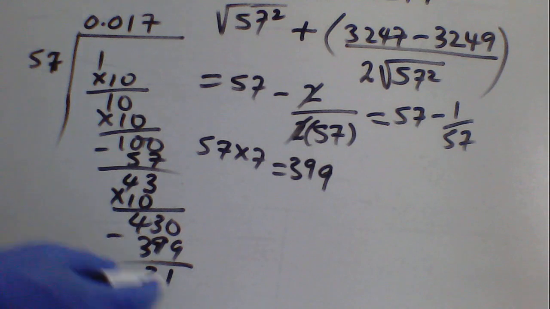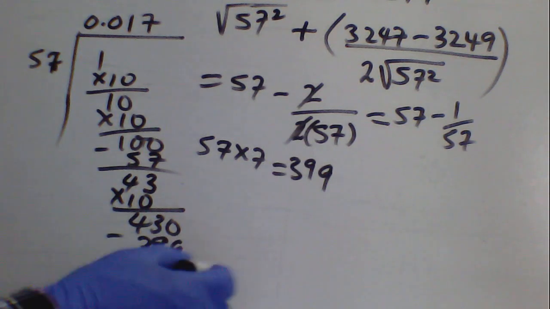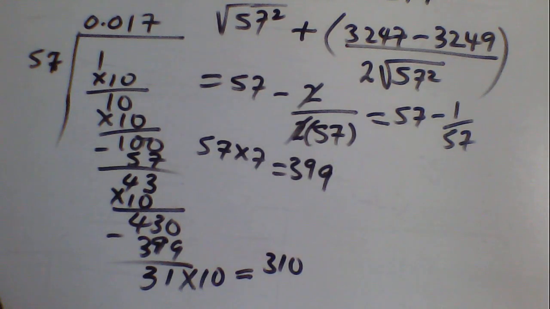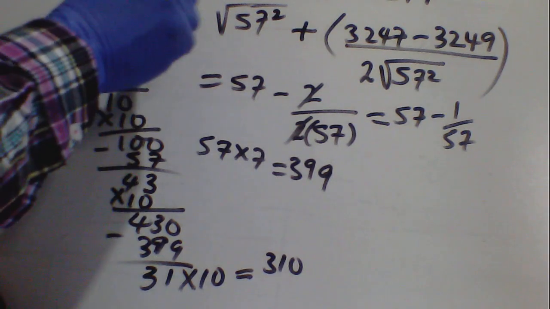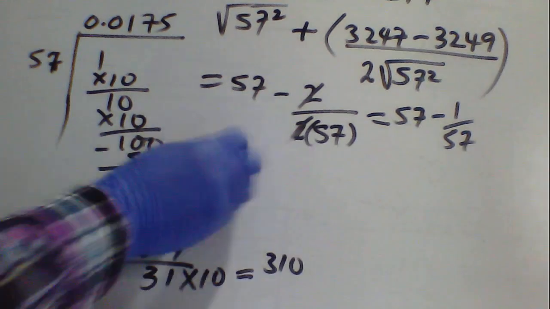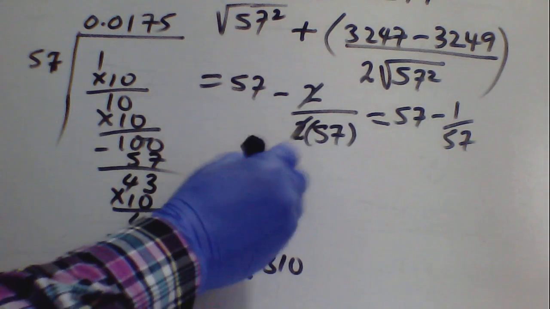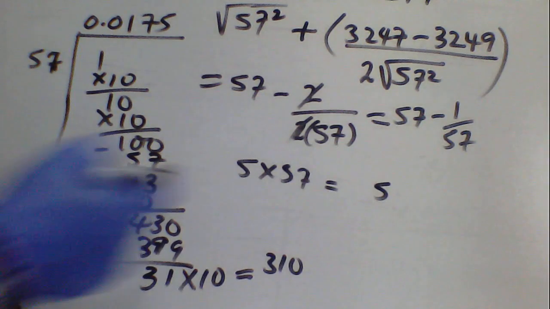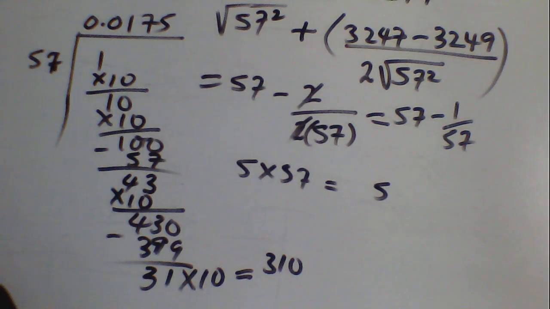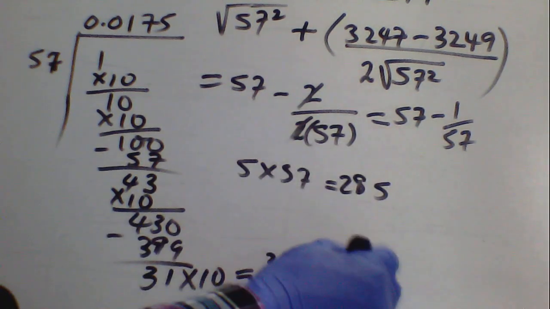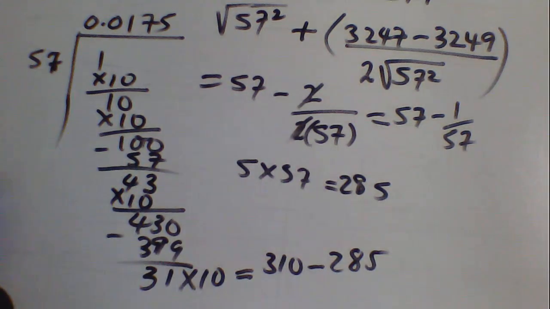So 31 divided by 57, it cannot go. You multiply it by 10. You have 310. 310 divided by 57 will give us 5. Because we know that 5 times 57, 5 times 7 will give us 35. I write 5, carry 3. 5 times 5 will give us 25, plus 3 will give us 28. So you subtract 285 from 310.